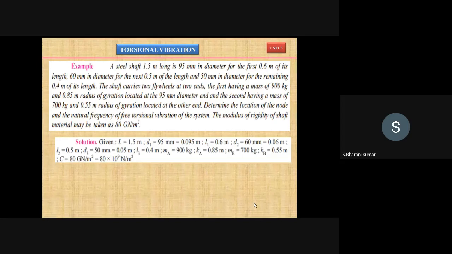Okay, the sum based on the torsionally equivalent shaft. A steel shaft of 1.5 meter long. For this also you want to draw one small rough diagram. Whether it will be given or not, it's not an issue here. You must draw the single reference diagram. That's not mandatory here, but it will be useful for your calculation purposes only.